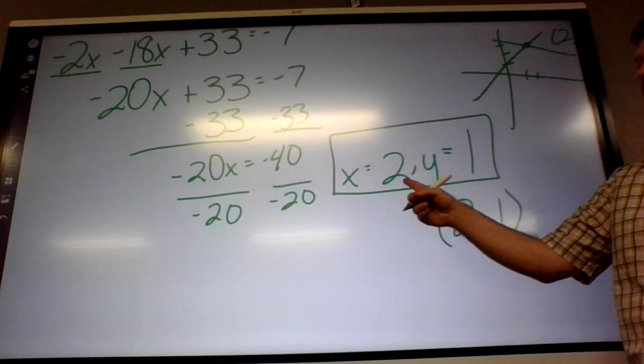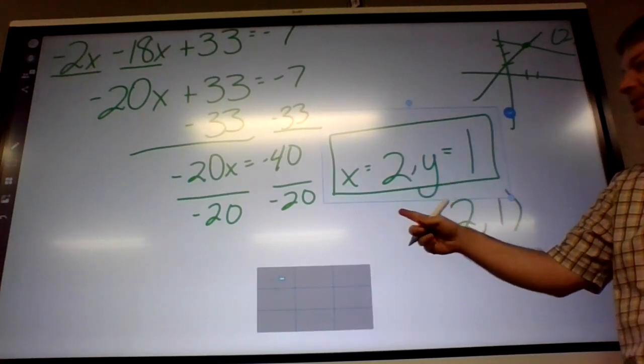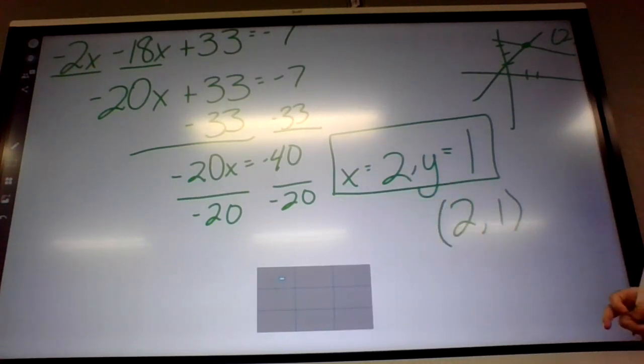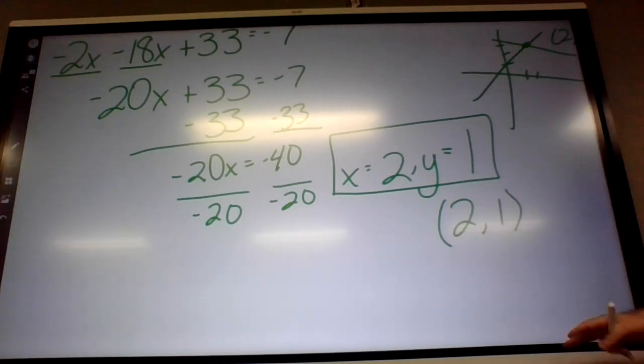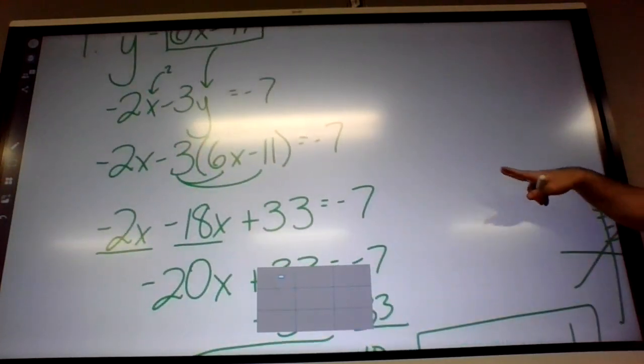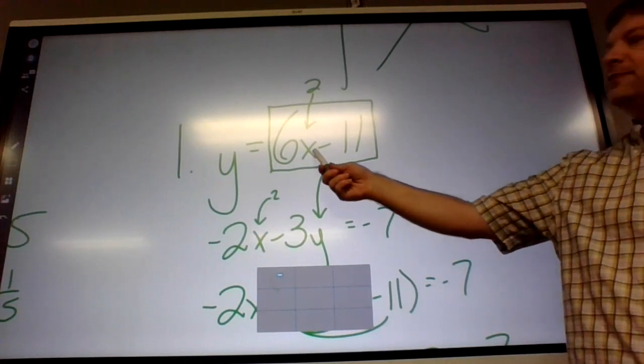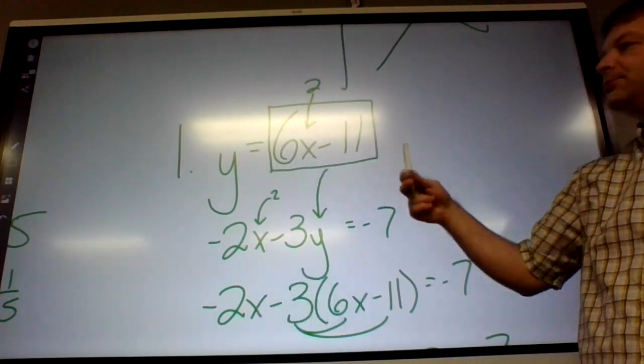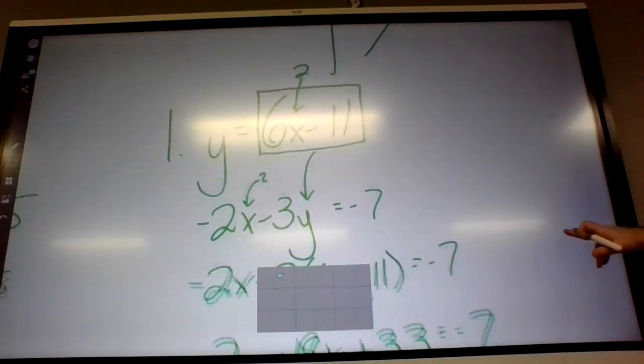But I'm just going to write it like this. Make sure no mistakes. Wait, how did you get one again? I plugged x equals 2 back into one of the original equations to find out what y is. 6 times 2 minus 11.